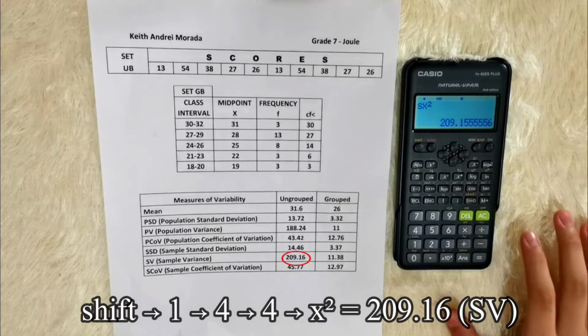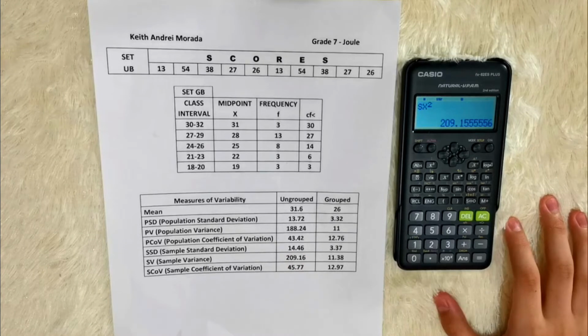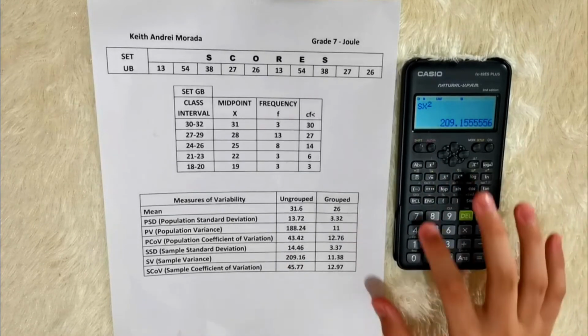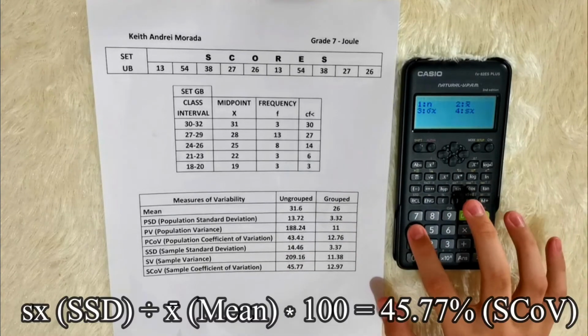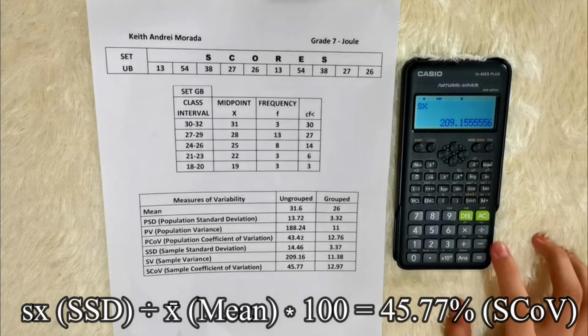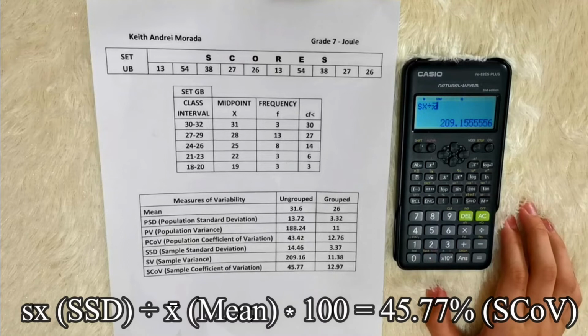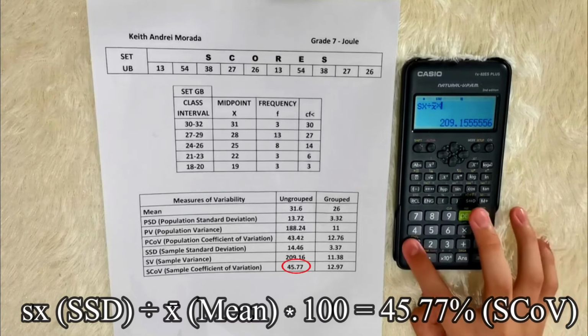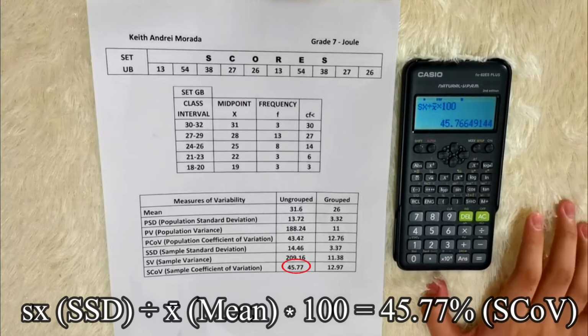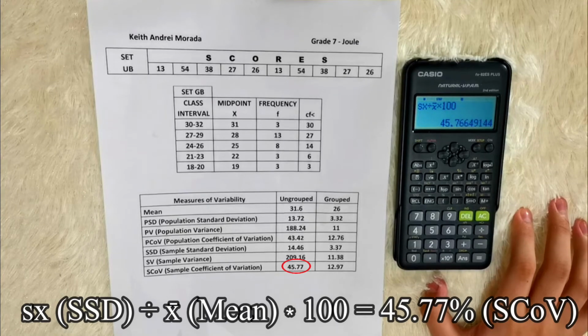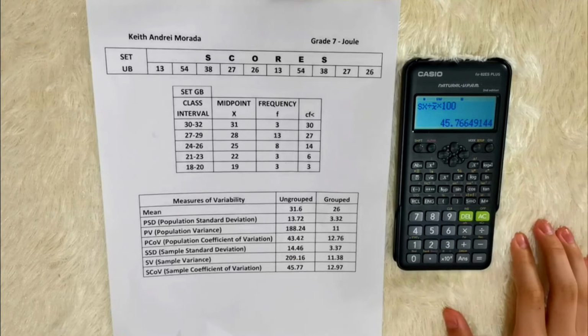209.1555556 or 209.16. To get the sample coefficient of variation or SCOV, we repeat the same steps to get the SSD, then divide it by the mean, then multiply by 100, and we have 45.76649144 or 45.77%.